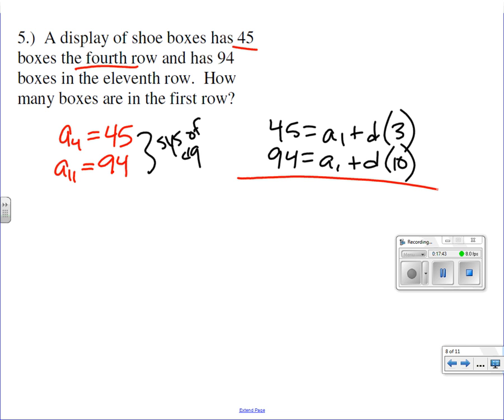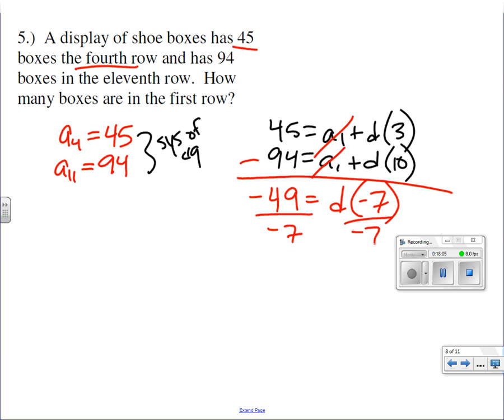Ah, such enthusiasm. I love it. 45 minus 94. Anybody? Your A1s cancel. You bring down your D. You bring down your parentheses. 3 minus 10 is negative 7. Hope, what do you do next? Very good. So 7 equals D. Kayla, what's the question asking?